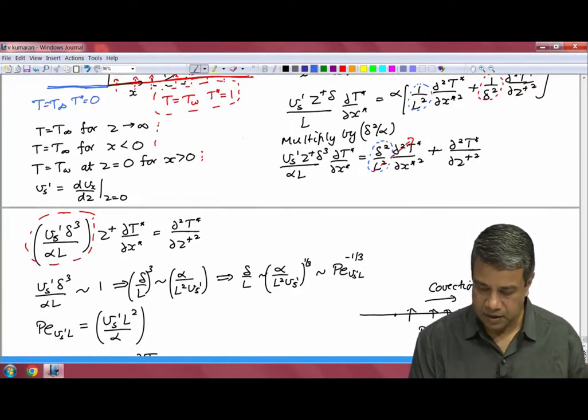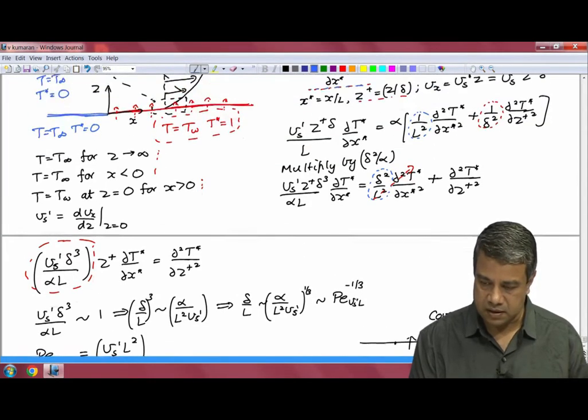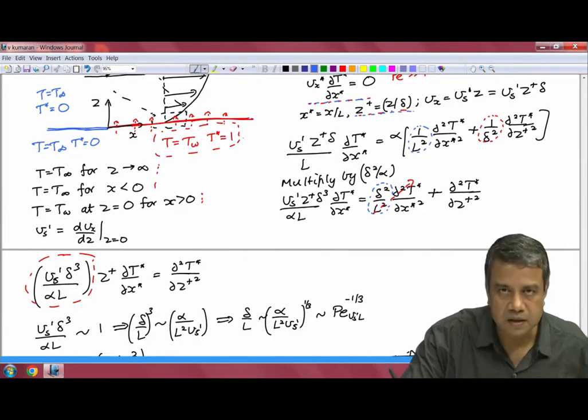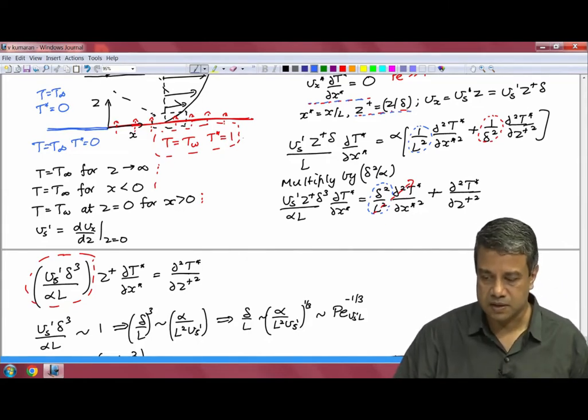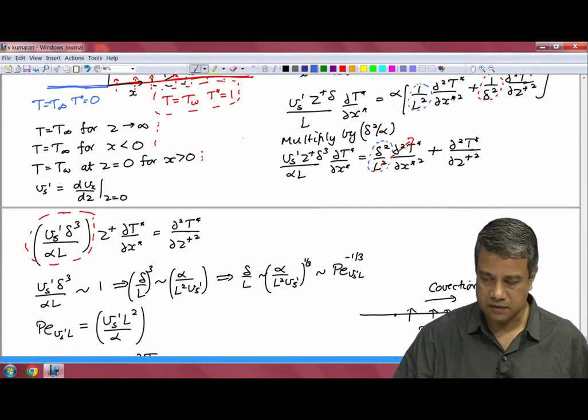in order to get a balance between convection and diffusion. And we had seen how to do that. We had to scale our z coordinate by delta, which is much smaller than L, rewrite the equations, and then determine delta from the condition that convection and cross stream diffusion are comparable within this region of thickness delta.